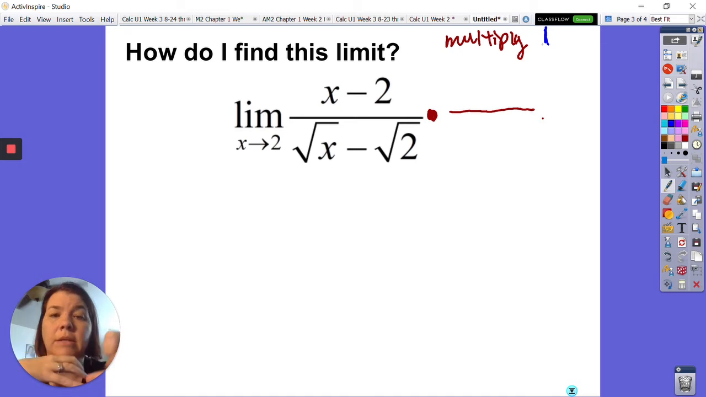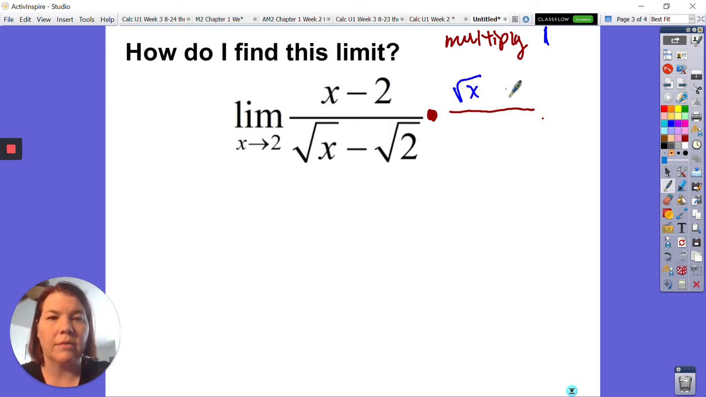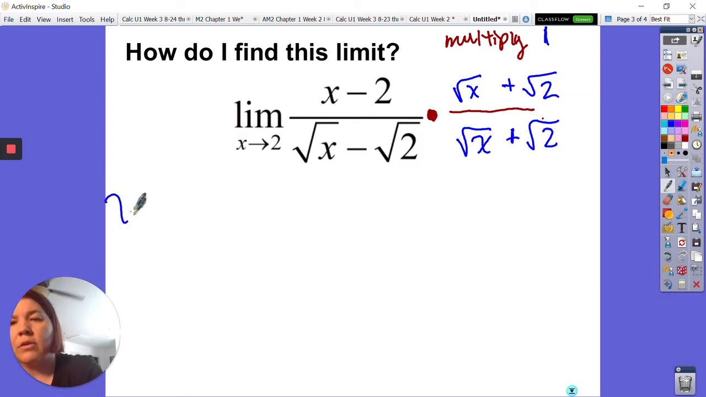The algebra gets really intense here but we can only multiply by 1. And we want to multiply by 1 so that things are nice. So we're going to do square root of x plus square root of 2. And the reason we do that is because that conjugate pair bit will help the middle terms become 0.